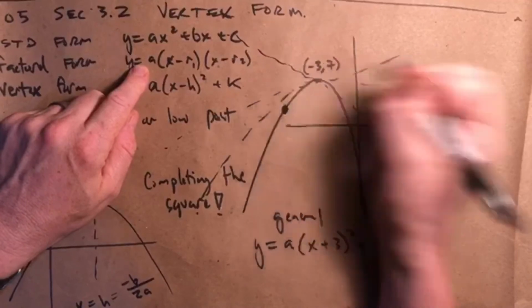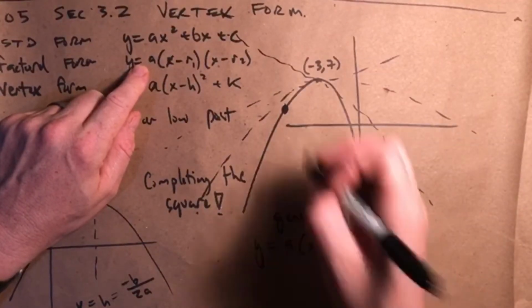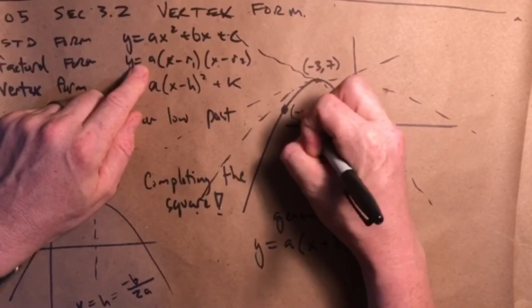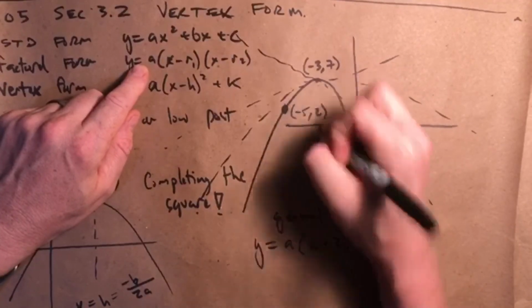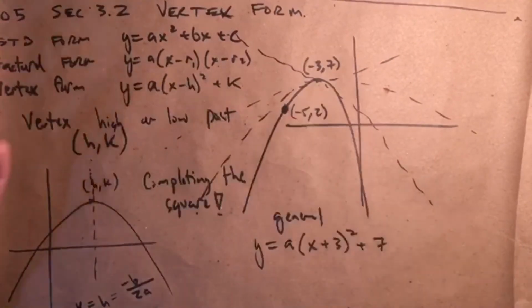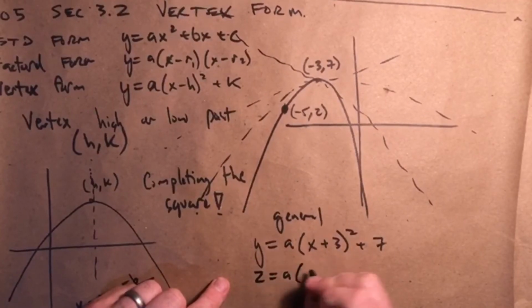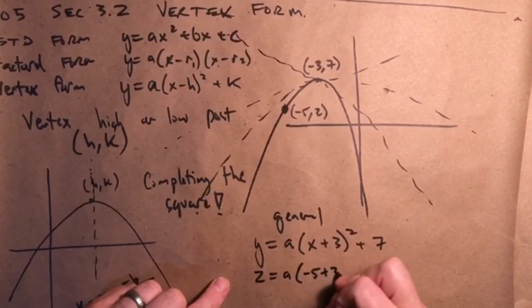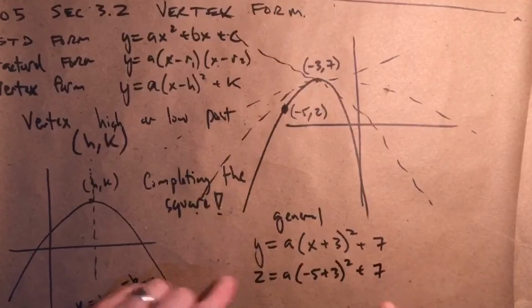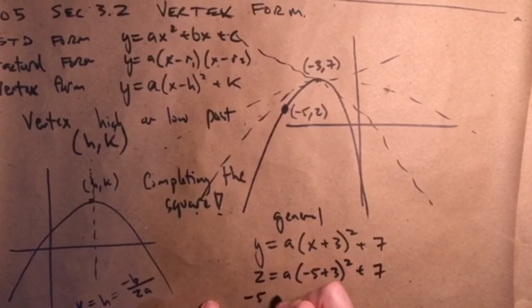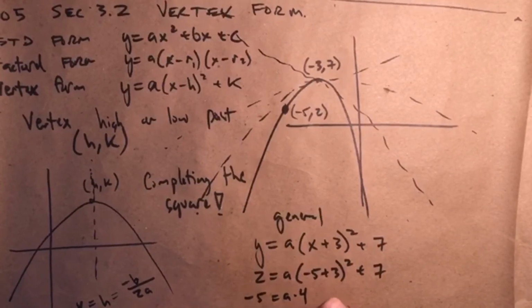I'm going to pick some point on the quadratic, so how about negative 5 comma 2? I'm going to use this in the only way I know how, where 2 is my output value. 2 equals a times (negative 5 plus 3) squared, and then plus 7. I'll subtract, so we'll have negative 5 is equal to a times, and this seems like it's going to be negative 2, and square that, so we're going to have 4. And so negative 5/4 is a.